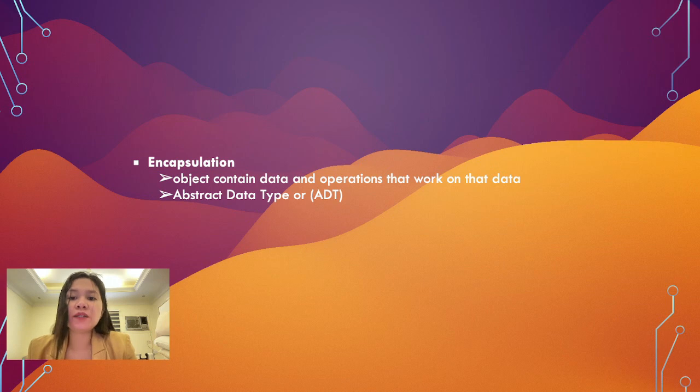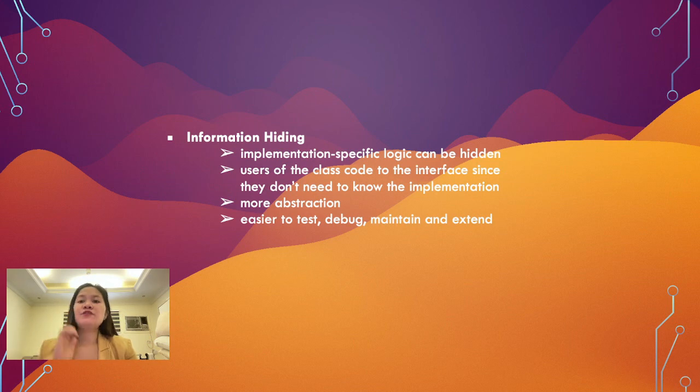Encapsulation. Objects contain data and operations that work on that data. Abstract data type, or ADT. Information hiding. Implementation-specific logic can be hidden. Users of the class code to the interface, since they don't need to know the implementation. More abstraction, easier to test, debug, maintain, and extend.